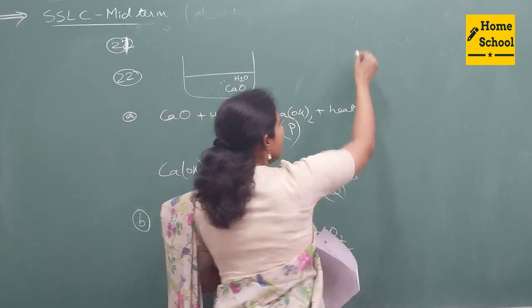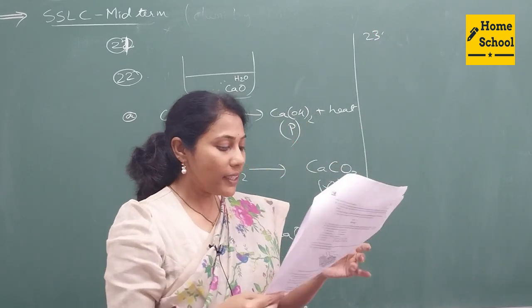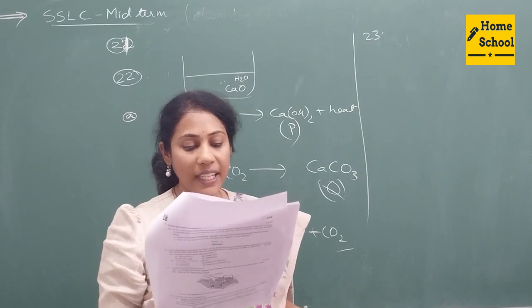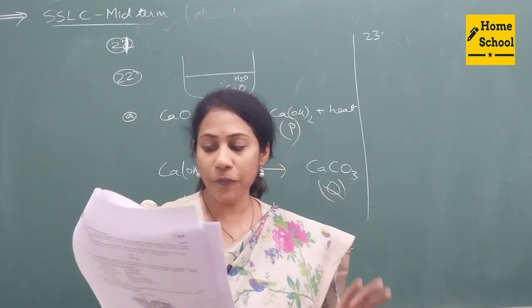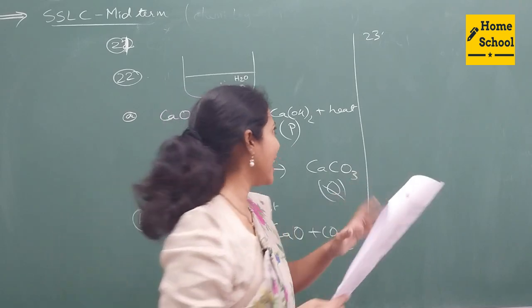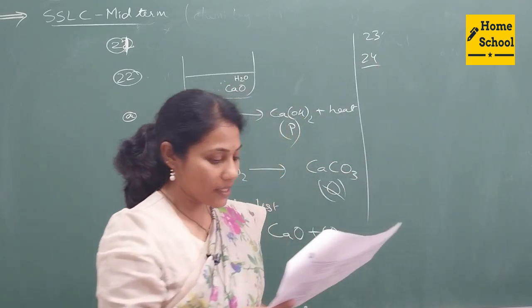Okay, so now question number 23. Draw the diagram showing the arrangement of zinc granules with dilute sulfuric acid. This is a very famous diagram. Definitely one diagram will be asked for 3 marks. Okay, so I am not drawing the diagram here. Let us discuss question number 24.